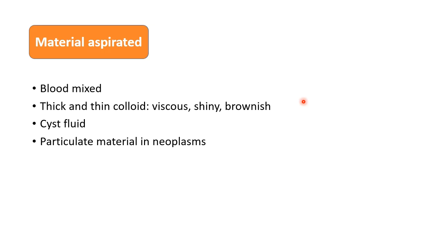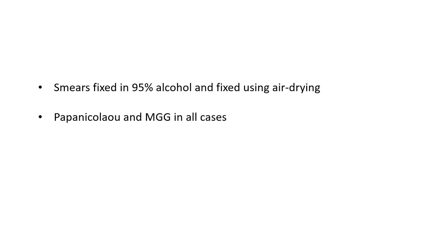We can aspirate different types of material on FNAC. It can be blood mixed material. We can get thick and thin colloid. We can get cyst fluid, or we can get particulate material in case of neoplasms. Once we have made the smears, we should fix it in 95% alcohol, or we can air dry it, and PAP and MGG should be performed in all cases.